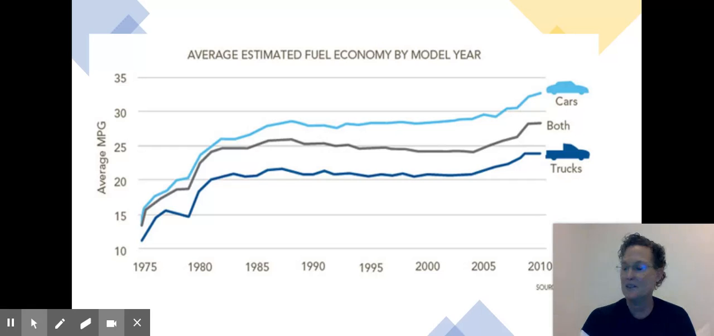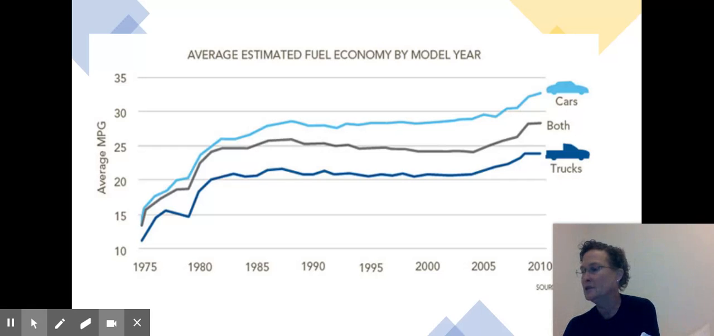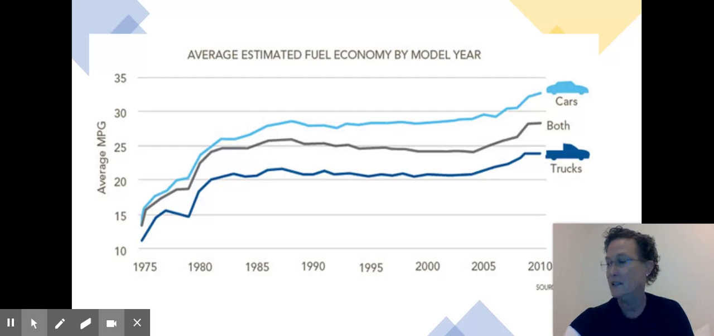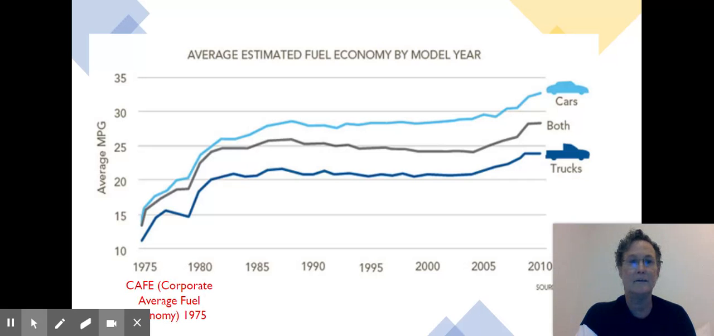All right, so now we're going to talk about the average estimated fuel economy by model year. And this is really interesting because it has a lot to do with politics and who's in charge of the government and how that affects our energy efficiency. So I'm going to go through this kind of quick and you can pause to write it down.